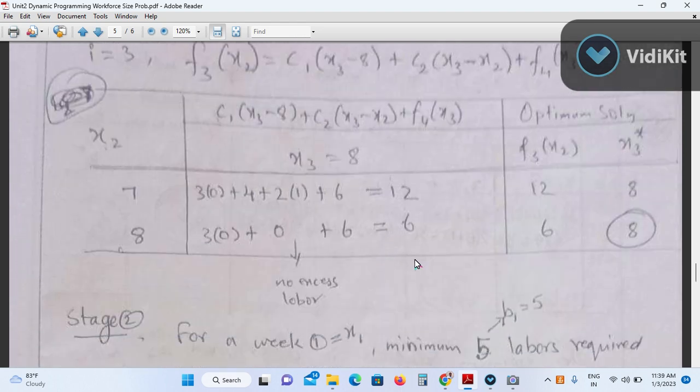So this is the week 3 table. Now among these, this 6 is the minimum. Therefore, I choose that as my optimality. So this 6 is given by 8. So that is the thing here.